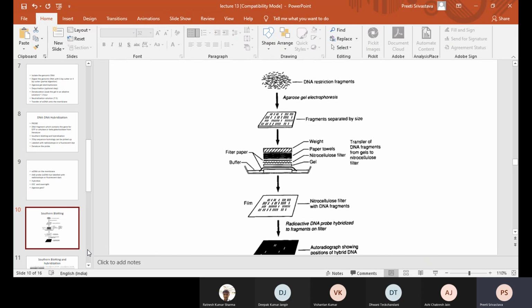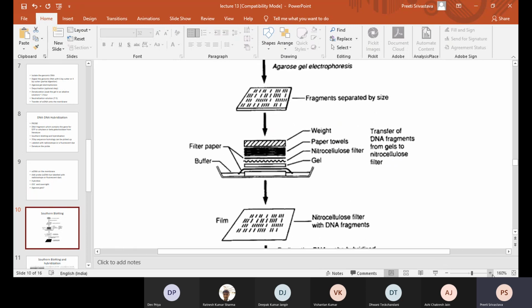Now, when we transfer this DNA onto the membrane, this transfer is usually done by two methods. One is called capillary transfer and the second is called electroblotting, which uses current, right? This figure shows capillary transfer, so please see this figure carefully. I will make it bigger. What you are seeing over here at the bottom is actually a glass tray.